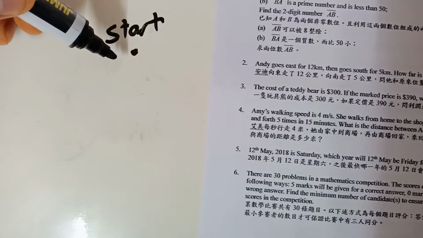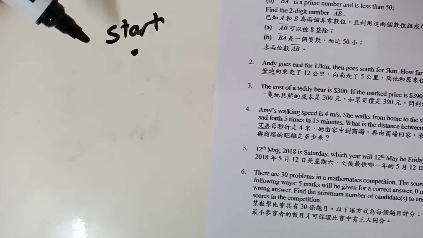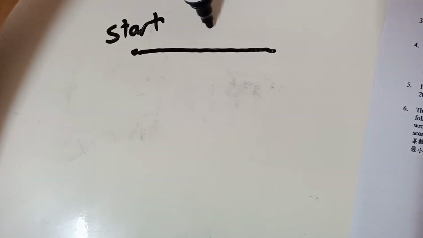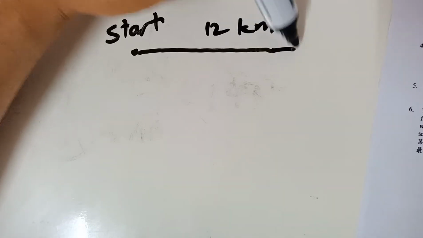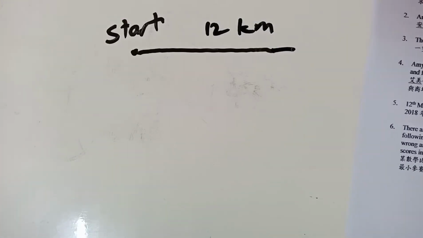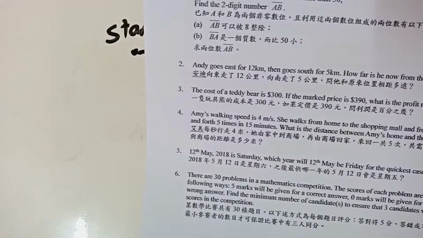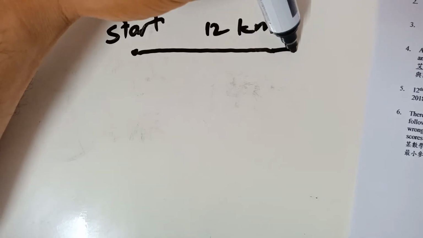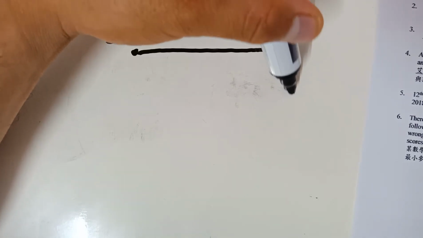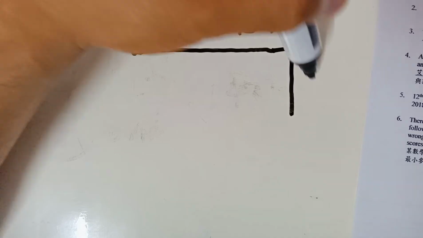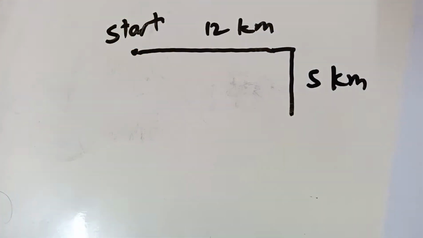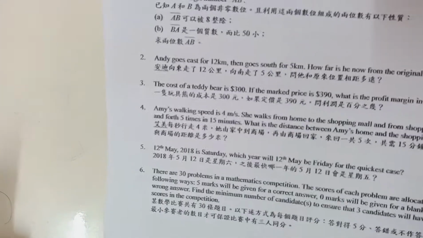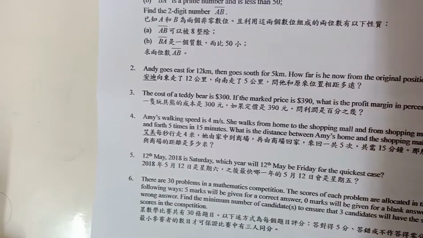And then from that point, Andy goes to the east for 12 kilometers. So this is the east direction. And that is 12 kilometers. Let's say that's 12. And then goes south for 5 kilometers. So from this point now, Andy goes south for 5 kilometers. Okay. And the question is, how far is he now from the original position?